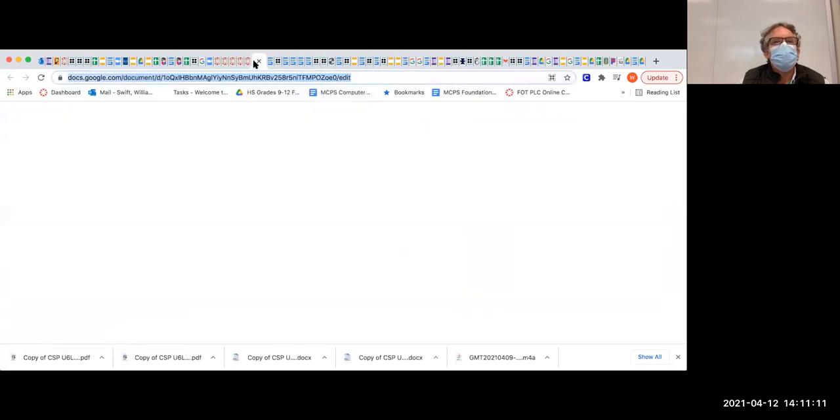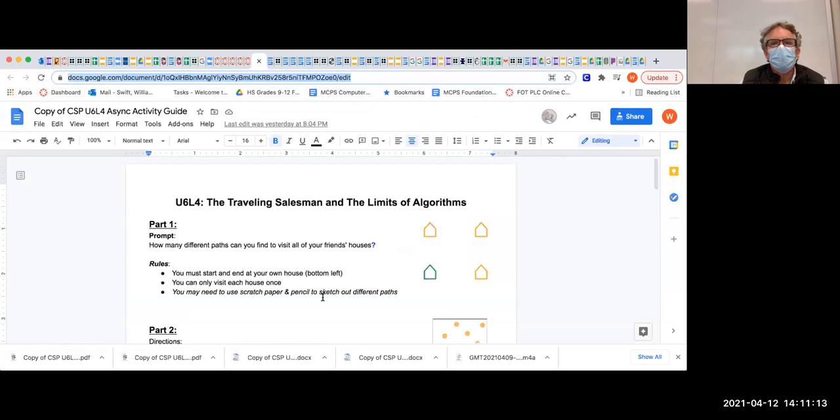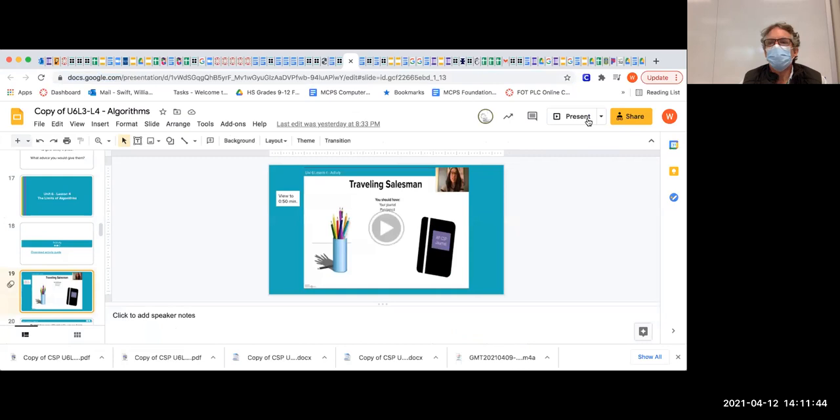Where's part 4? There's 4. Okay, so here we are, part 1. How many different paths can you find to visit all of your friends' homes? You start and end at your own house, bottom left. You can only visit each house once, all right? Yeah, I think everyone probably has an answer.